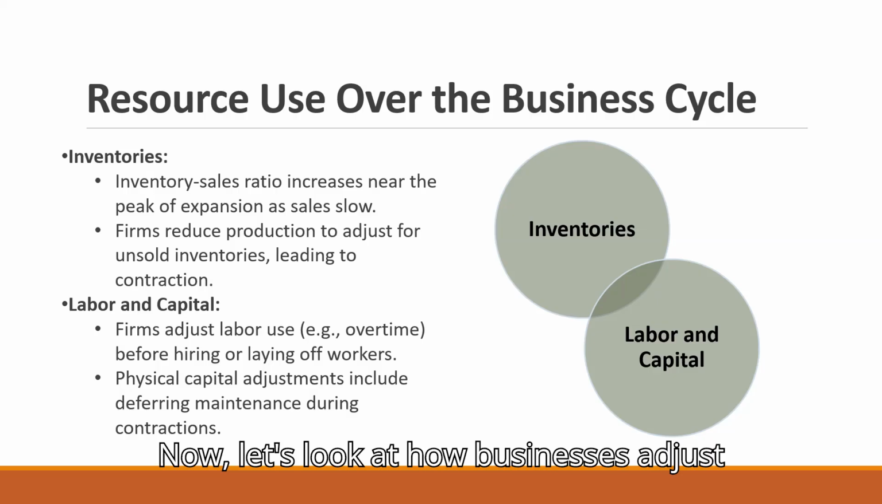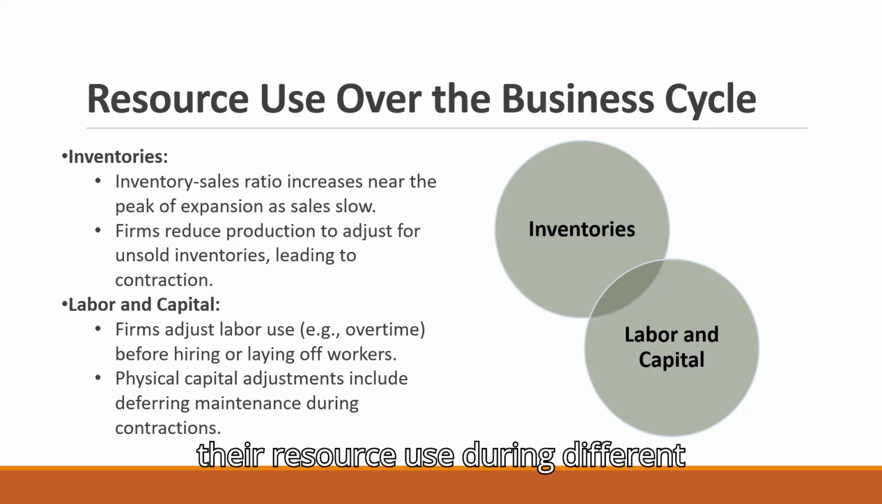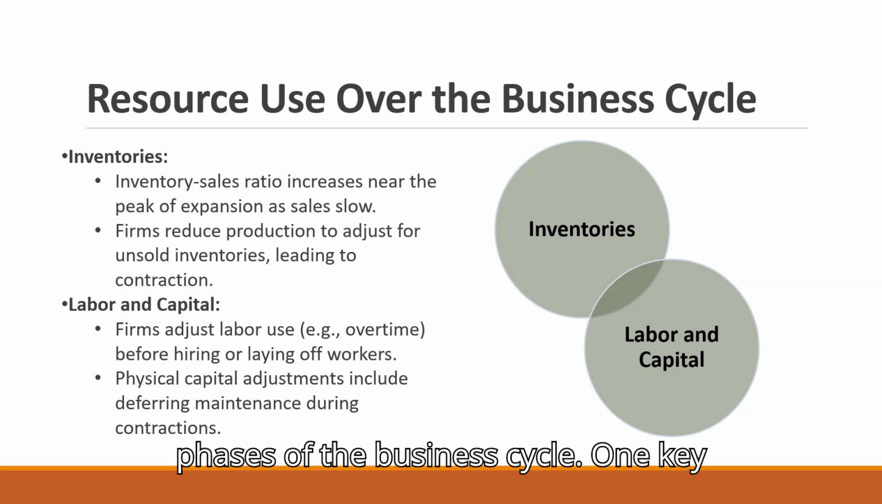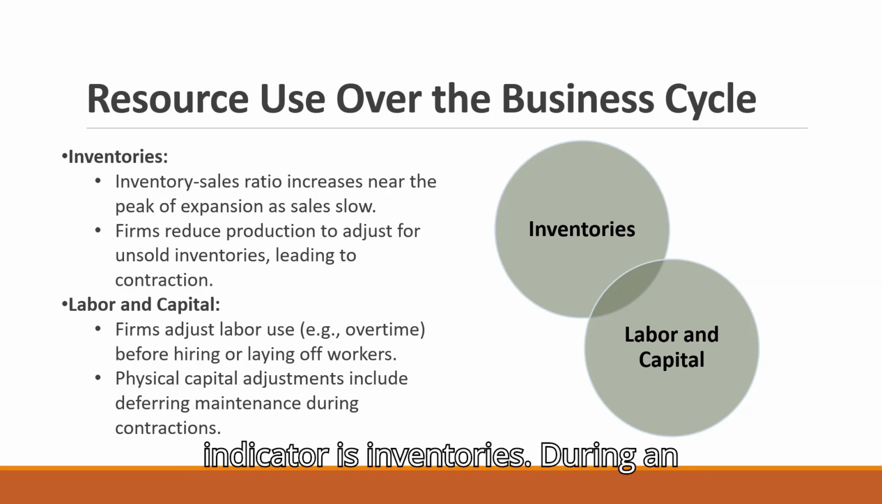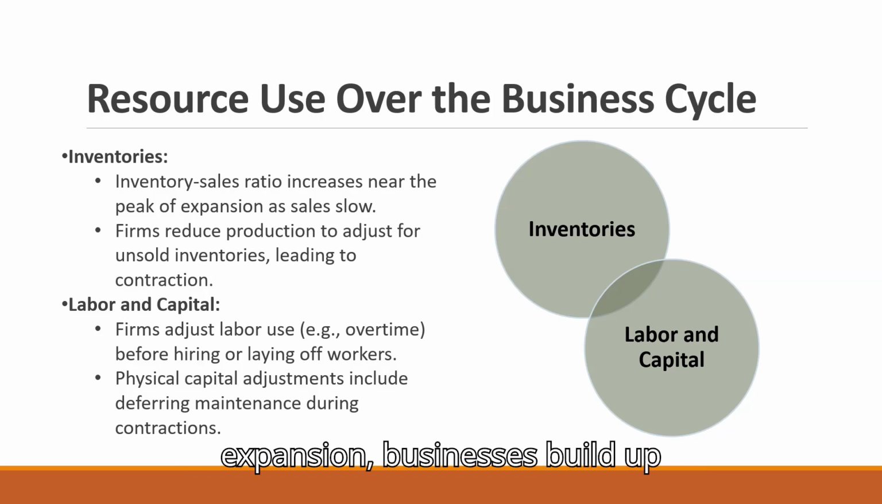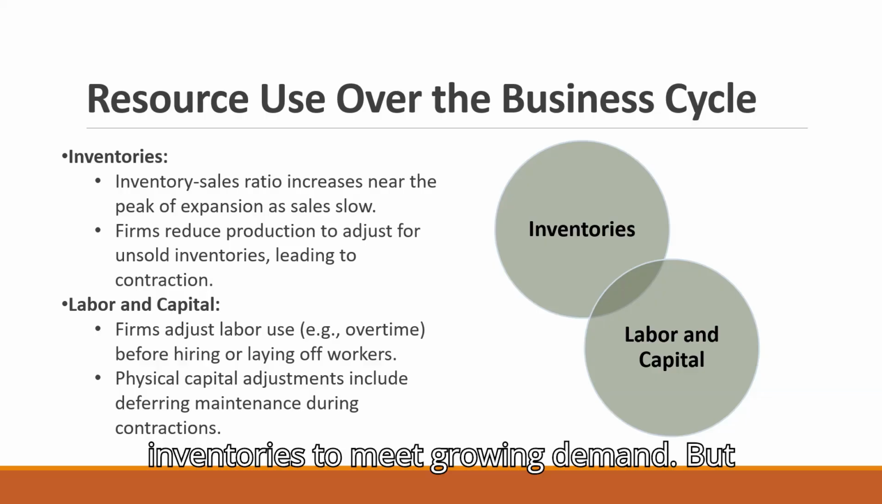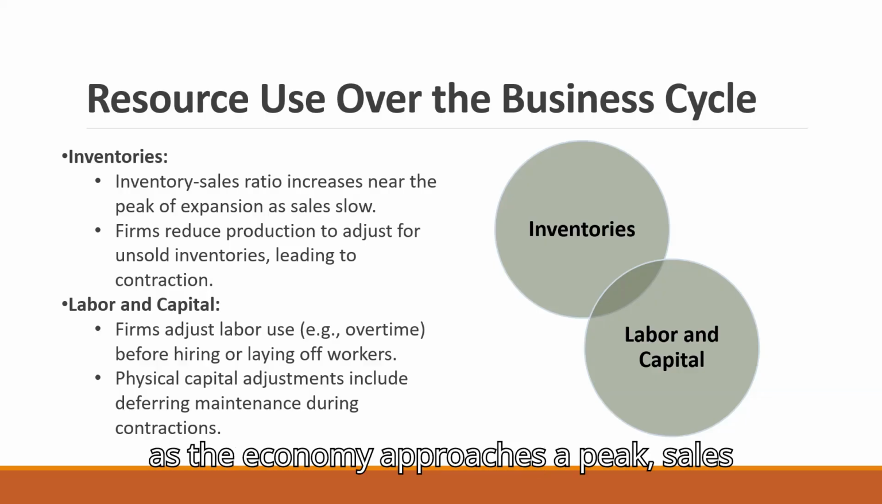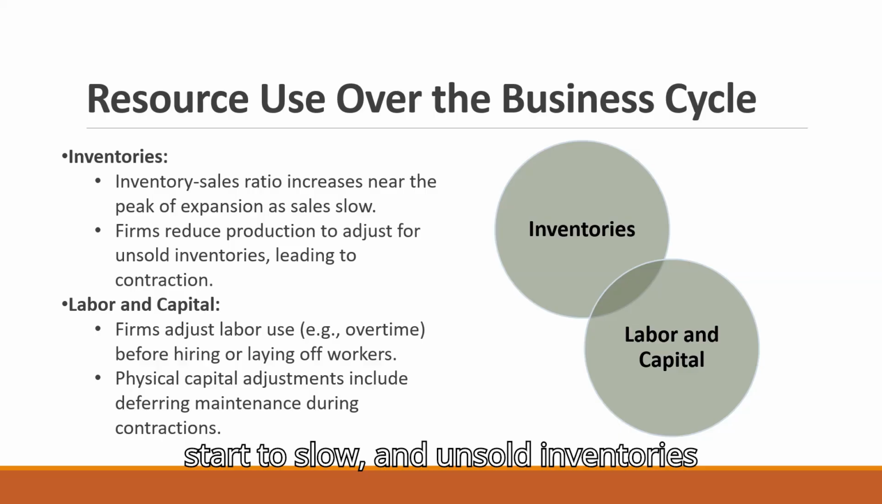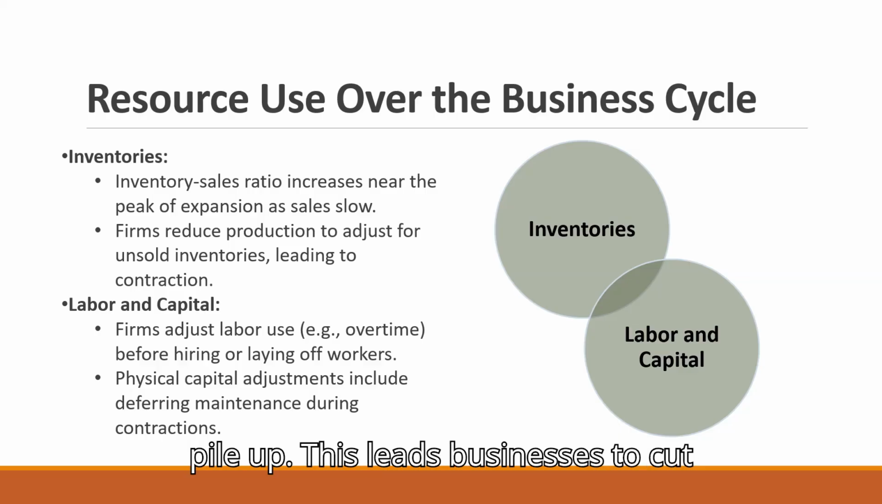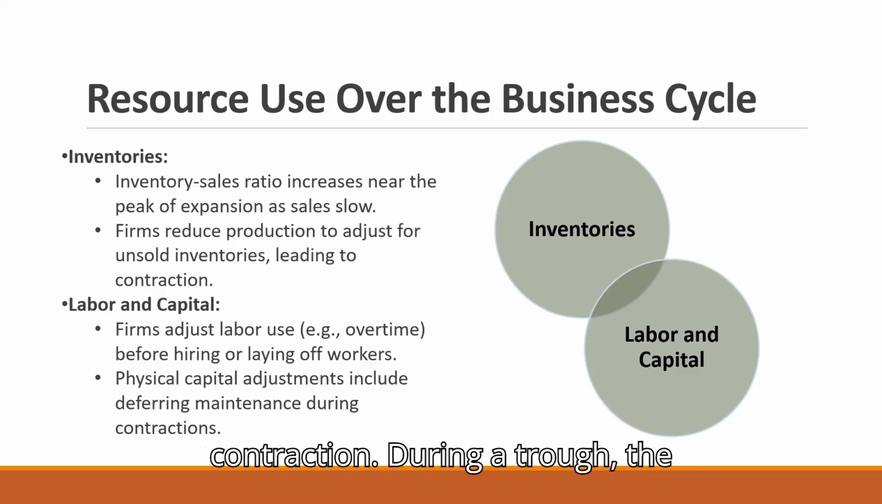Now, let's look at how businesses adjust their resource use during different phases of the business cycle. One key indicator is inventories. During an expansion, businesses build up inventories to meet growing demand. But as the economy approaches a peak, sales start to slow and unsold inventories pile up. This leads businesses to cut back on production, which can trigger a contraction.